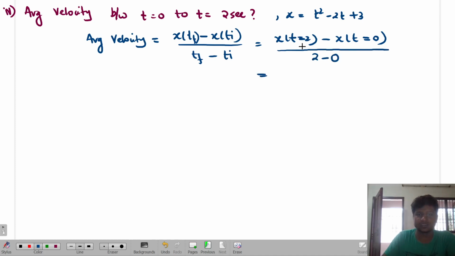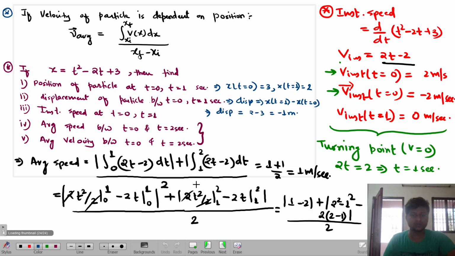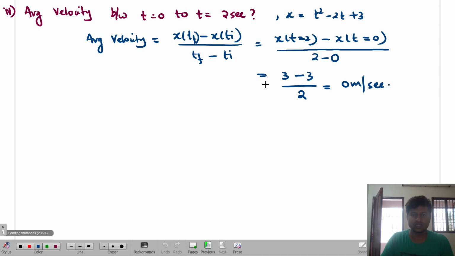So how much is this? X at t is equal to 2. If I replace 2 over here, 4 minus 4, 0. This is 3 it is, isn't it? Minus x at t is equal to 0, divided by 2. So the answer is how much? 0 meter per second. So look over here. As you calculated average speed between t is equal to 0 to t is equal to 2, I got 1 meter per second. But if I am finding average velocity, it is 0 meter per second. So that's why these calculations are very, very important to do. Are you able to get me or not?